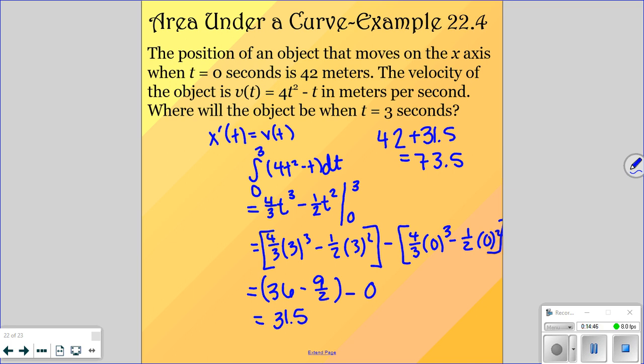And how many sig figs are we going to have on this one? Tom only had 1 sig fig here. This one had 2, so we're going to have to go with 1 sig fig. So 70 meters would be your answer.